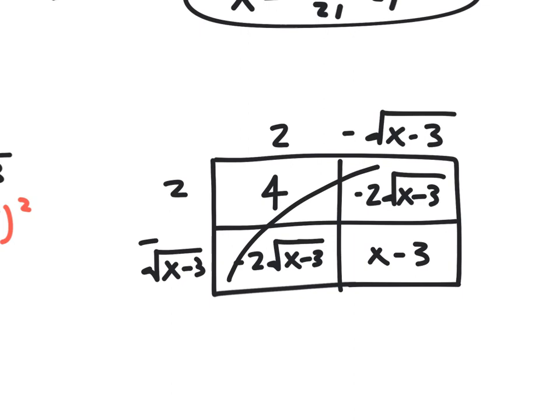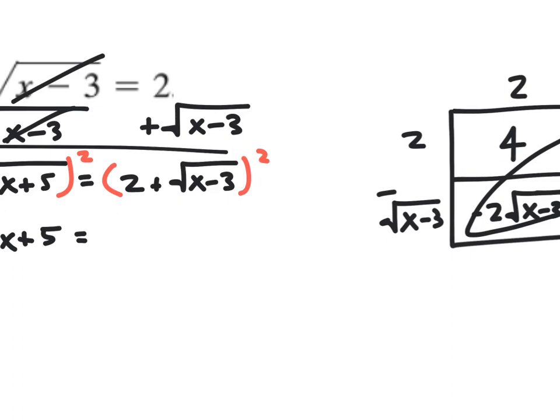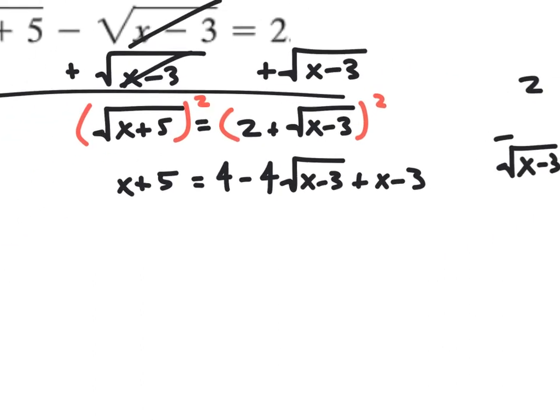So if we combine all this together and combine our like terms, I'm going to get 4 minus 4 square root of x minus 3 plus x minus 3. Now here's what we've got, and this problem isn't too bad at this point. I'm going to combine like terms here. I've got a 4 and a minus 3, so that's really just a 1 minus 4 times the square root of x minus 3 plus x, and that's going to equal x plus 5.